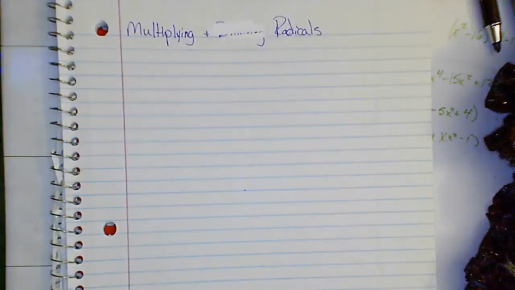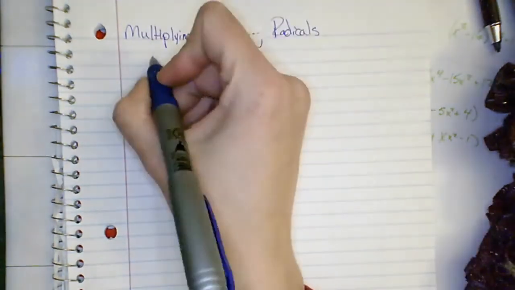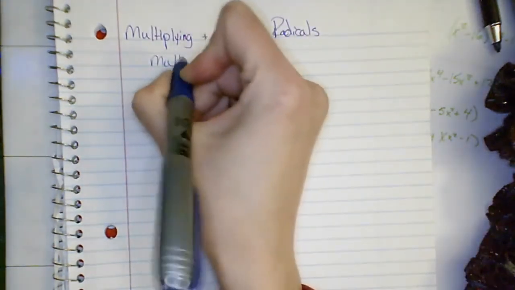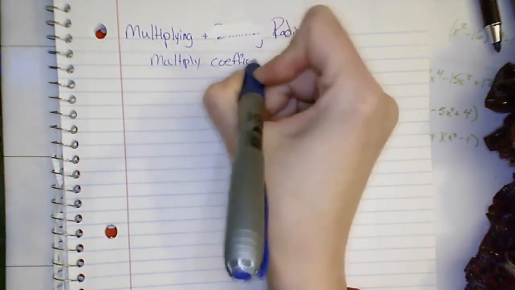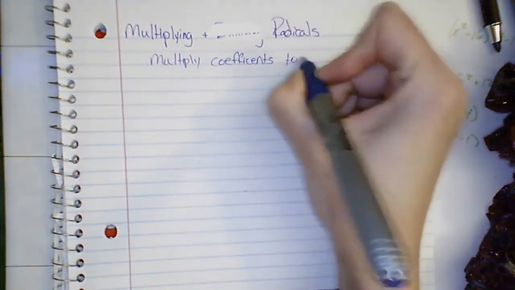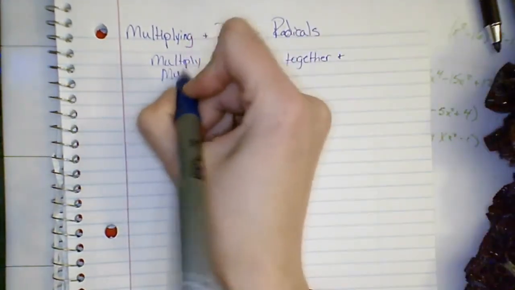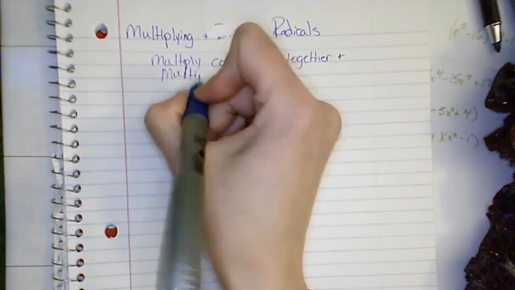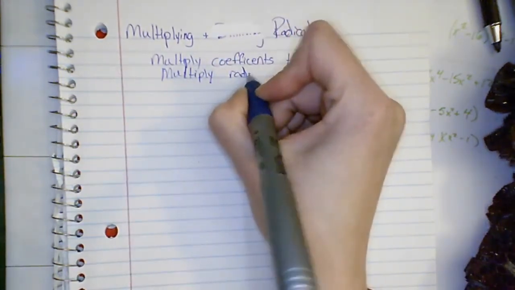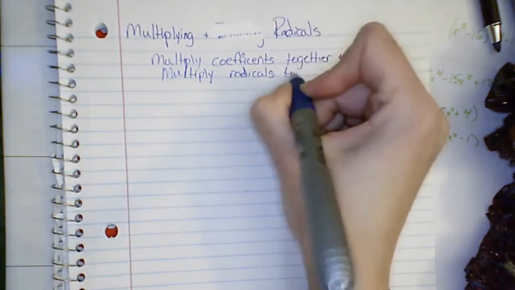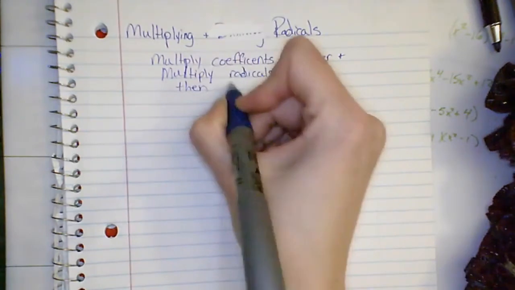We will talk about multiplying radicals in this video. So when we multiply radicals, we multiply the coefficients together and multiply the radicals together. Then simplify.